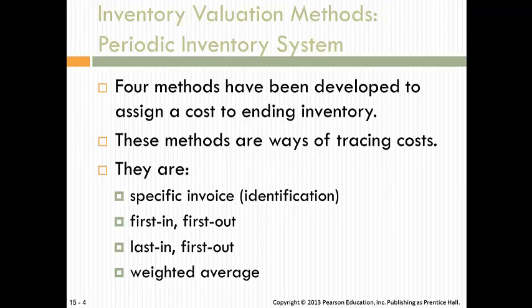So in the previous video, I described 3 of the inventory methods. Now I'll add a 4th one called specific identification. That means we can specifically identify the cost of each item in our ending inventory. So we have specific identification, called specific invoice here, first in, first out, last in, first out, and weighted average.